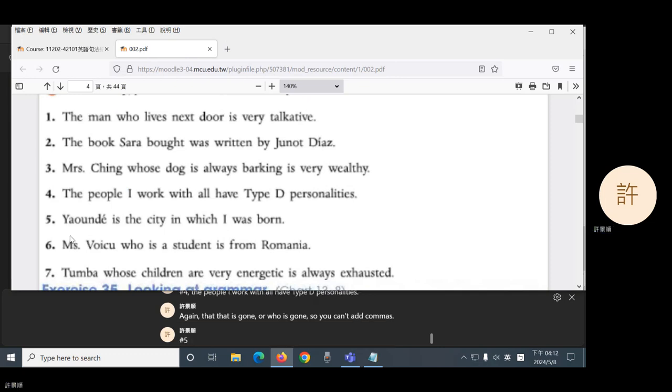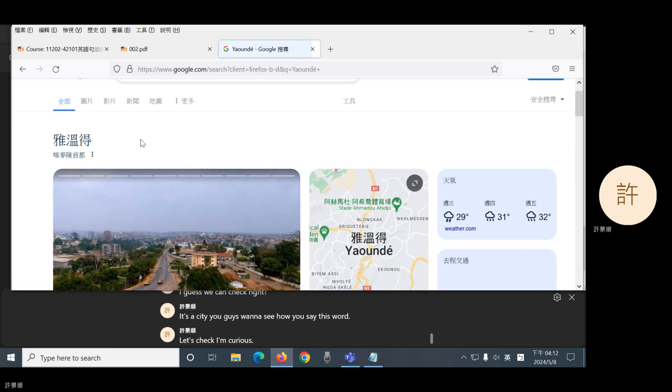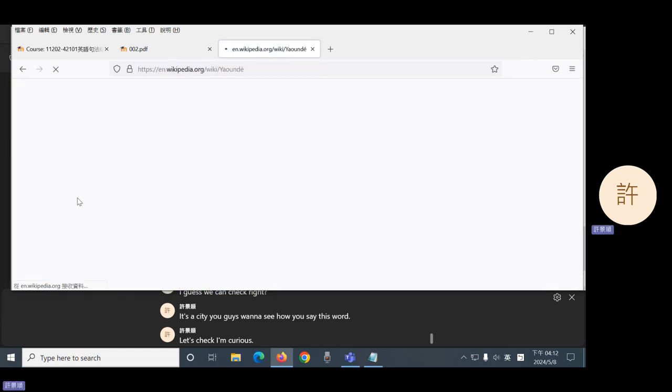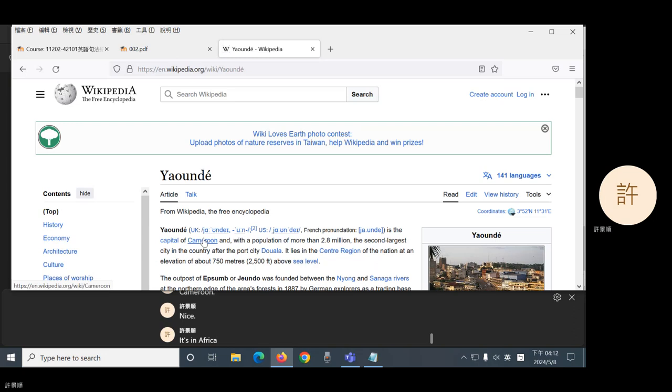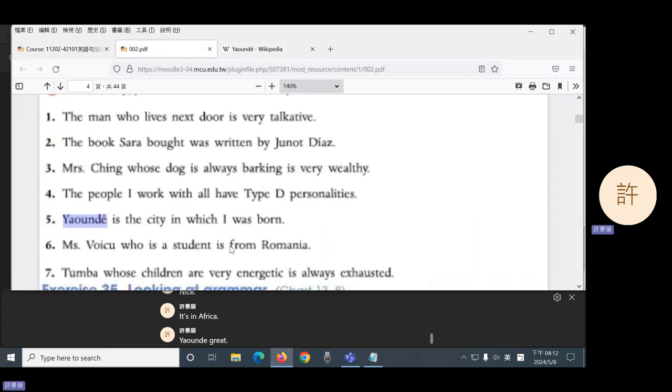Number five, I'm going to guess this name is Yeonde. I guess we can check, right? It's a city. You guys want to see how you say this word? Let's check. I'm curious. Cameroon, nice. It's in Africa. Yaoundé, great. Yaoundé is the city in which I was born.